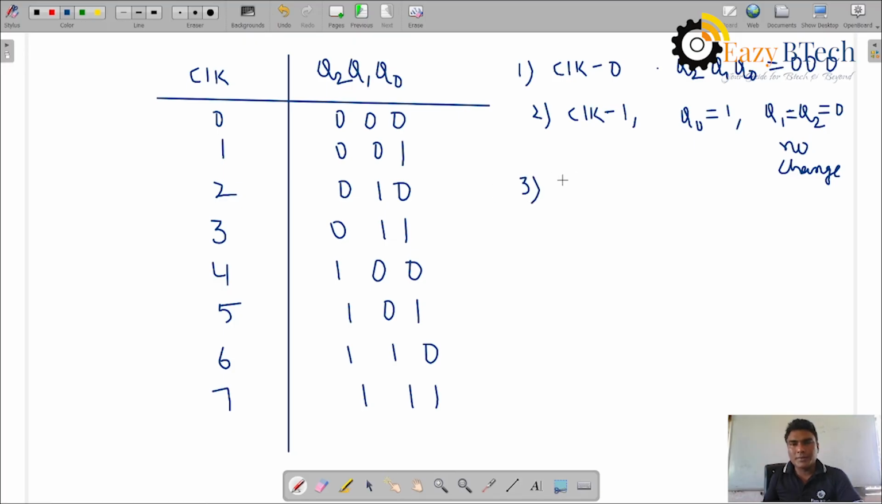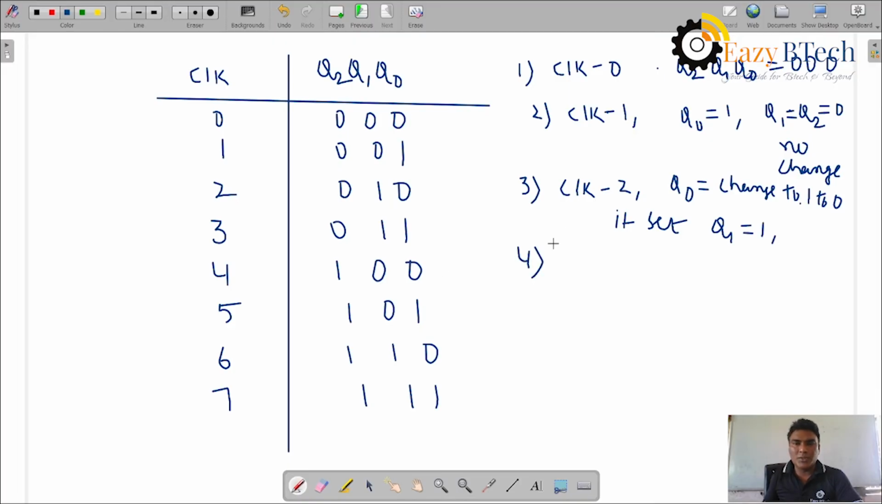Now the third one. Clock 2 is applied. What happens? Q0 changes from 1 to 0, and it sets Q1 to 1.